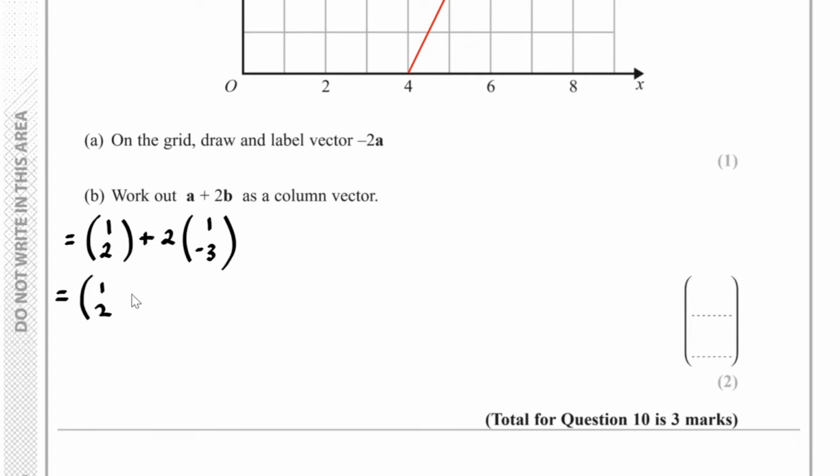So we have 1, 2 plus 2, negative 6. So 1 plus 2 is 3. 2 plus negative 6 is negative 4. So we have 3, negative 4.